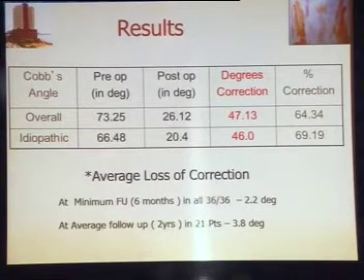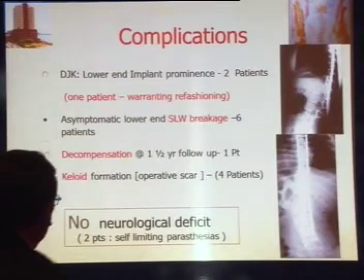And average loss of correction at 2 years again is not too bad, mainly because the wires are used at every level. So you have many more anchorage points than when you do screws, where typically when we do screws, we would try to skip levels to save money. If you put screws at every level, it would be a different story, but we try to save the costs for the patients.